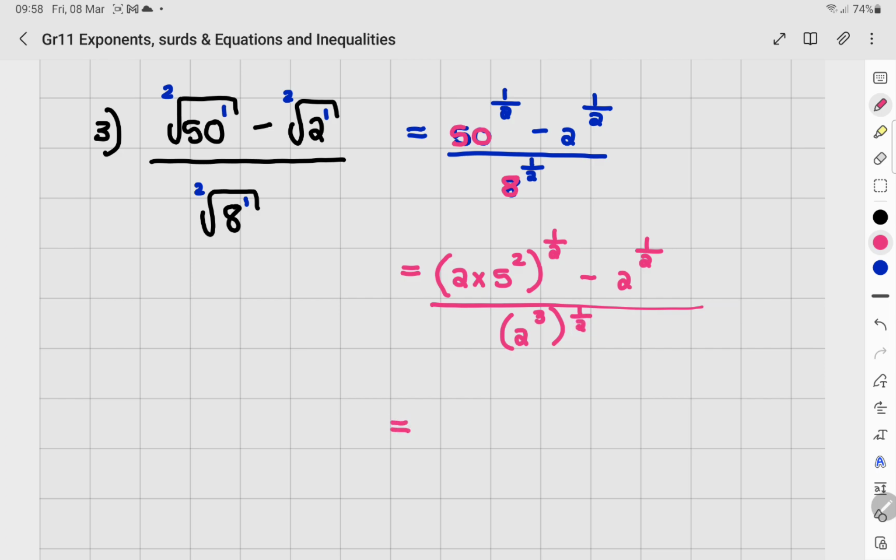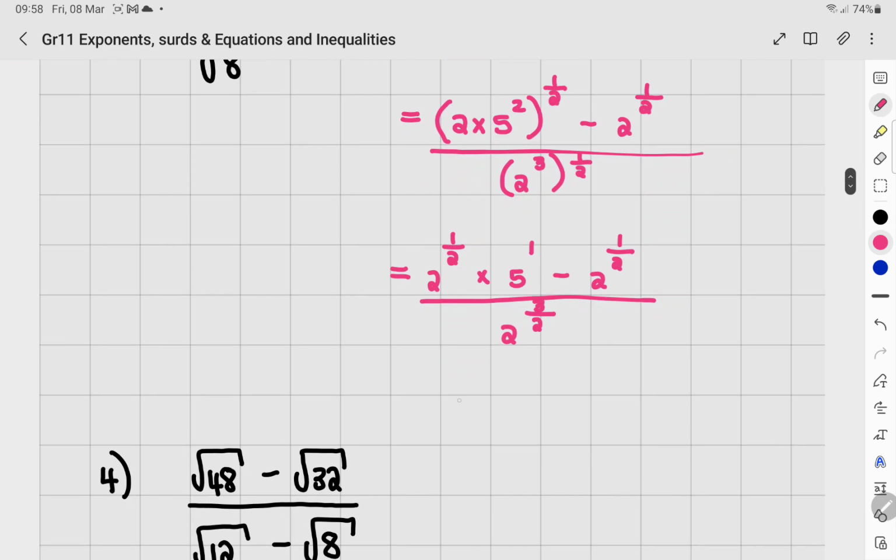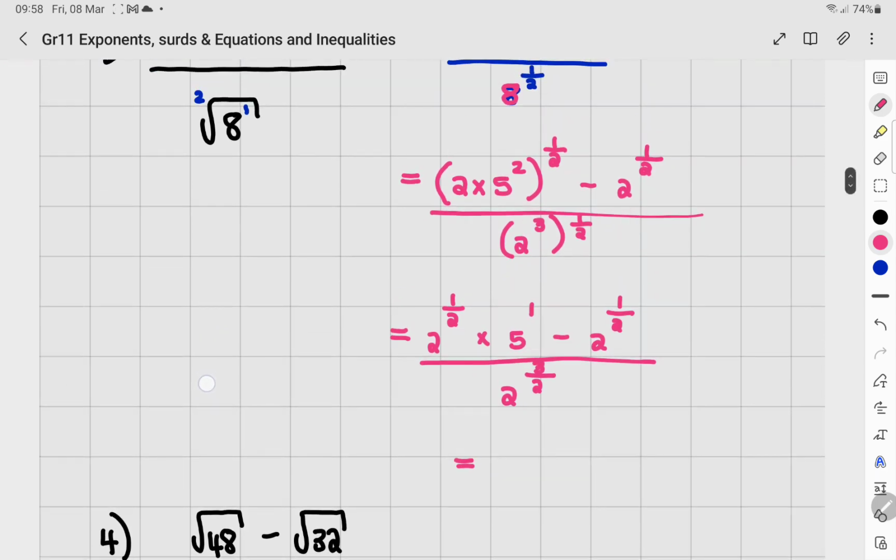Okay, now we're going to simplify, so it's going to be 2 to the power of half times 5 to the power 2 times a half, which is 1, minus 2 to the power of half, all over, sorry again, 2 to the power 3 over 2. All right, so now at the top we can keep our same base. Oh, sorry, it's multiplication and minus.